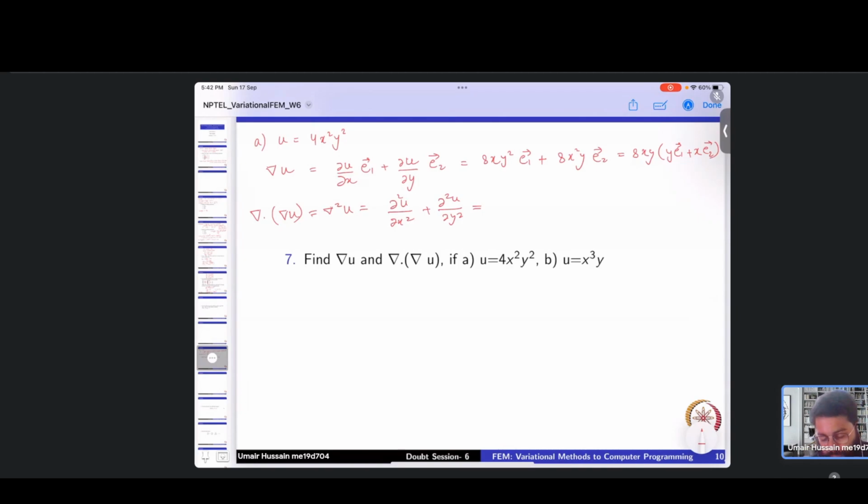So we already know dou u by dou x is 8xy square. We again take another derivative, we have 8y square. Then we have dou square u by dou y square. We already know that dou u by dou y is 8x square y. We again take its derivative with respect to y. We get 8x square. We have 8 times x square plus y square.